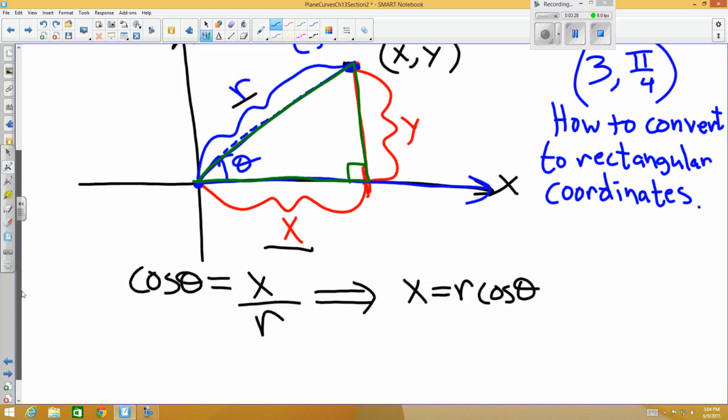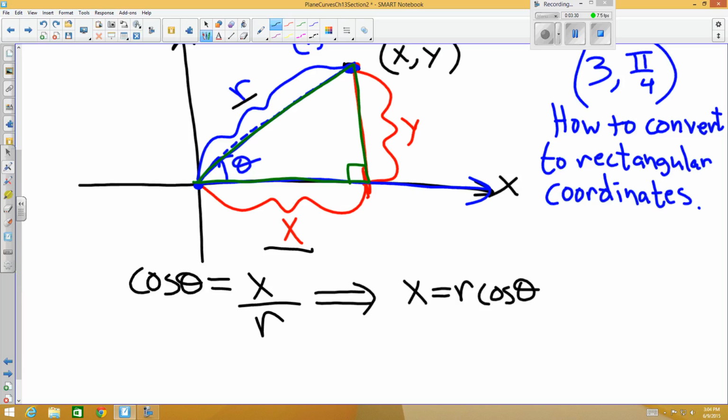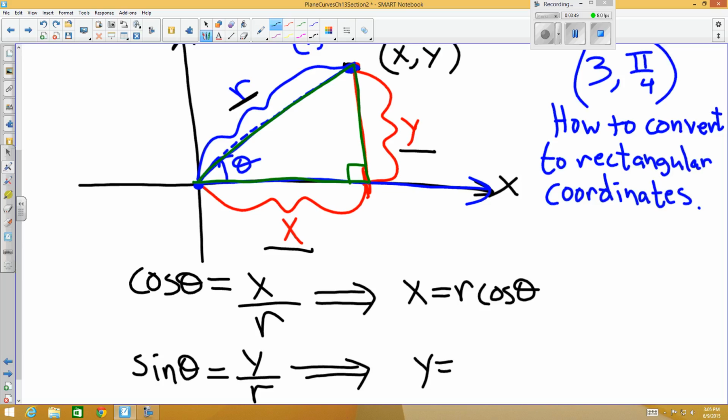Similarly, we could look at our triangle again and write another equation. We could say the sine of theta is opposite, which in this case is y, divided by the hypotenuse, which again is r. And if we multiply both sides of the equation by r, we have y is equal to r times the sine of theta. So once we know what r and theta are, we can use these two equations to find out what x and y are.